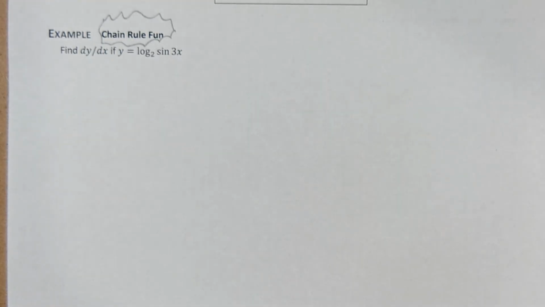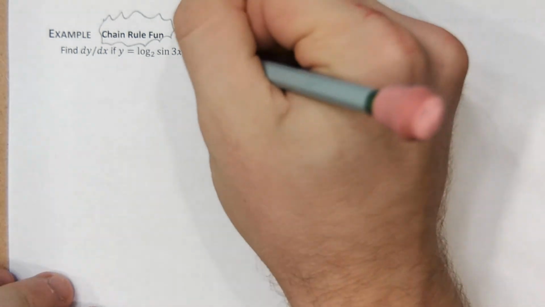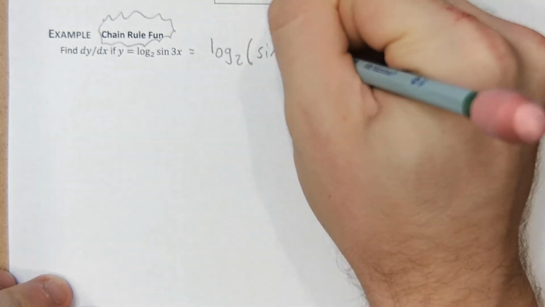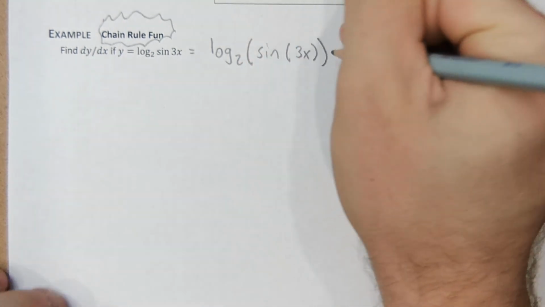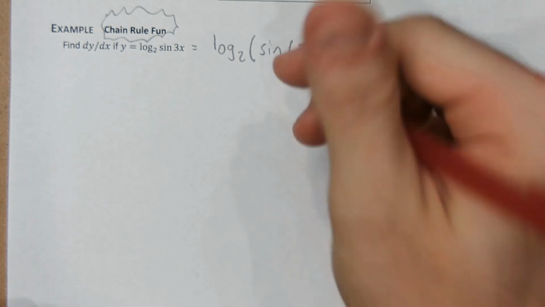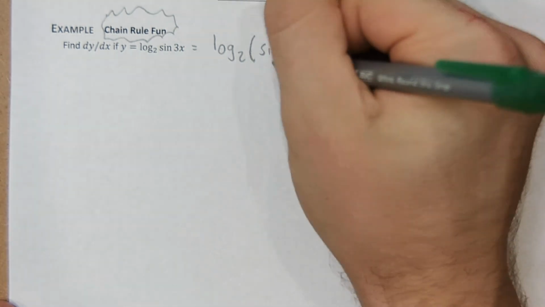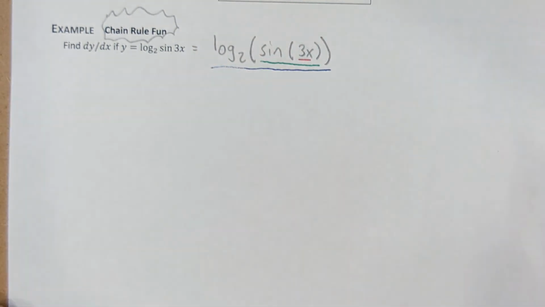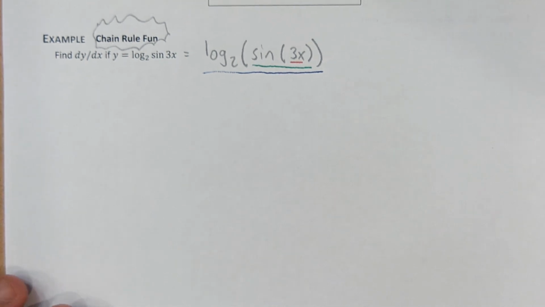I made this question up because I'm mean or something. I'm not sure. I just thought it would be fun to do it. So what I have here is log base 2 of sine of 3x. This way we get to practice derivatives of logs and trig and the chain rule. I'm going to rewrite it, log base 2 of sine of 3x. If you need to, you can always underline it in different colors, showing you all the things that you have to keep track of.